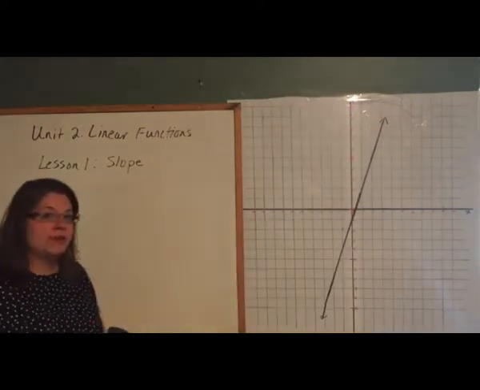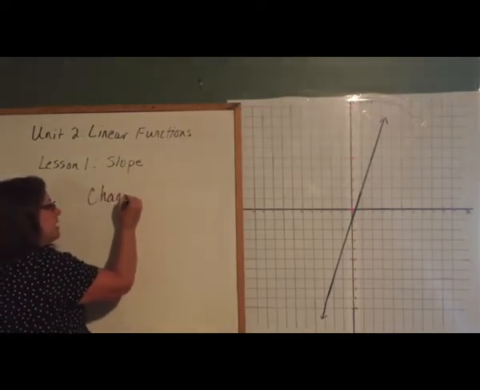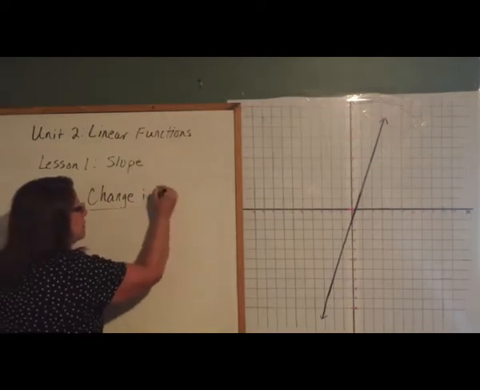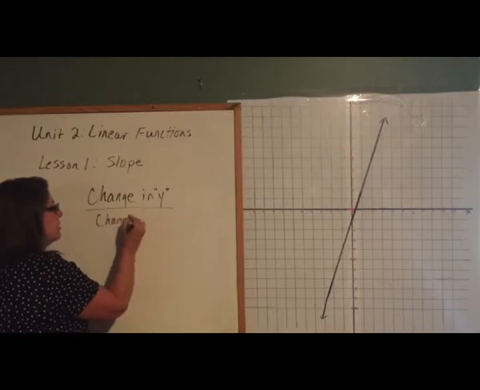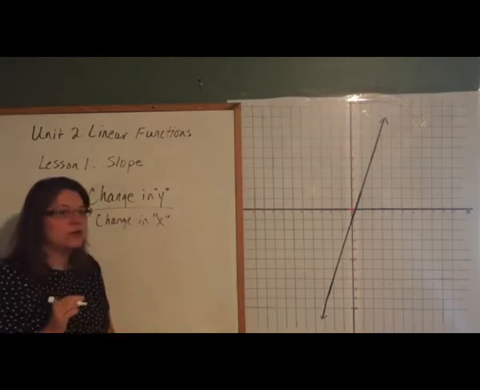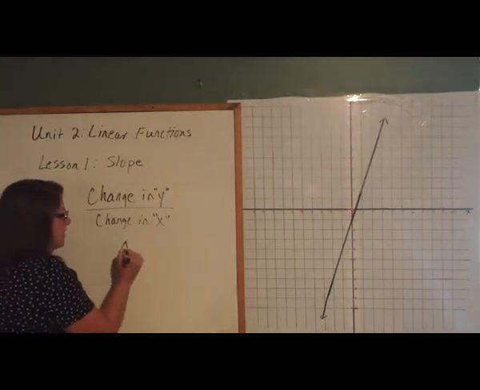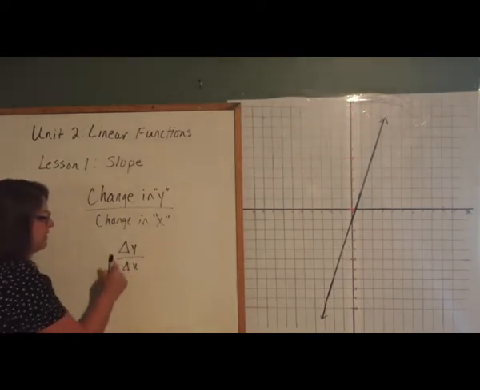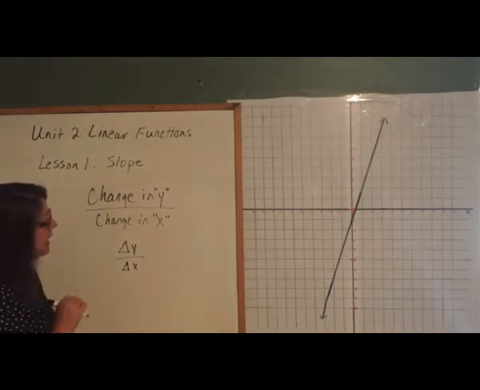The slope is always going to be the change in y over the change in x. Now, there are some other ways to express that. In calculus, we would say that's delta y over delta x. Your little delta is just kind of the change in. So change in y over the change in x.